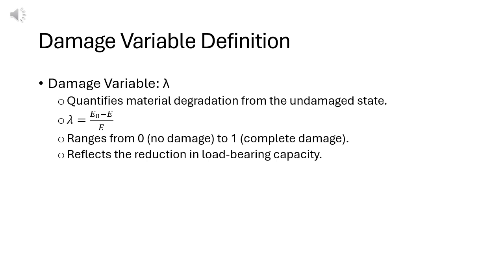In the paper we read, the damage variable was defined as a script L. However, we used lambda here just so it's a little clearer with the notation. The damage variable quantifies the material degradation from an undamaged state. So you start with your initial modulus, E naught, minus your final modulus, which will be your damaged state, over E naught. And this ranges from 0, where there's no damage, to 1, where it's complete damage. This reflects the total reduction in the load-bearing capacity.